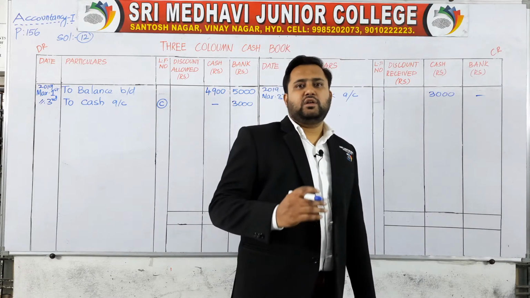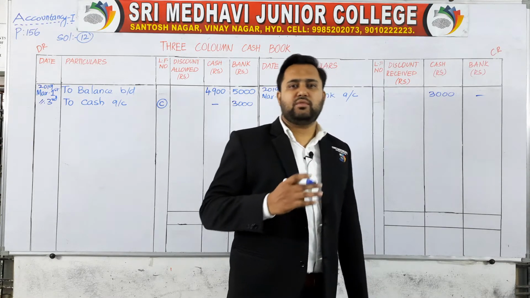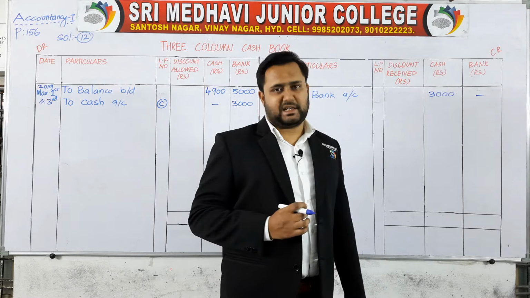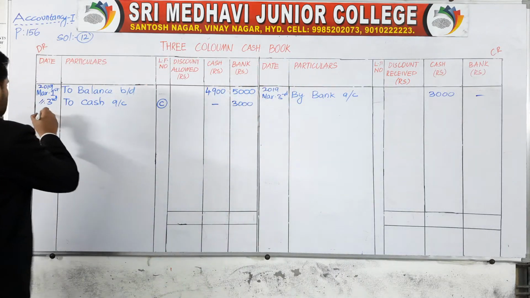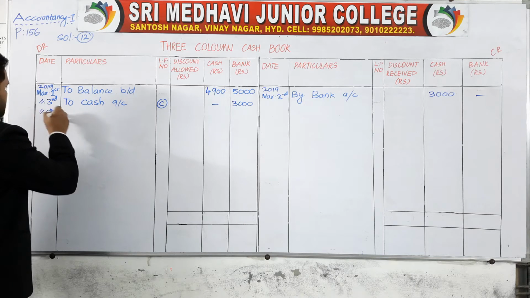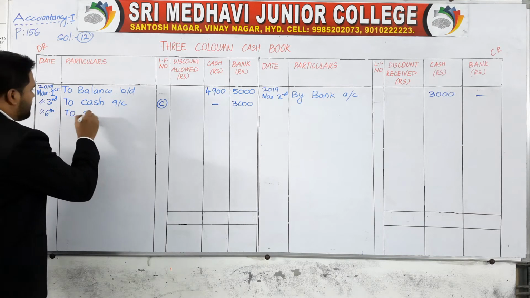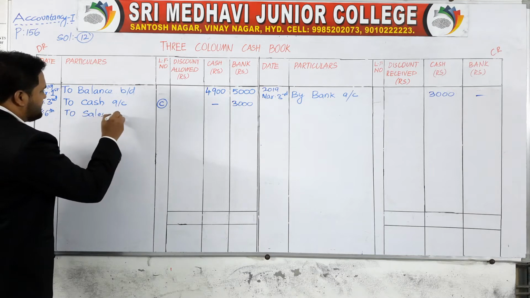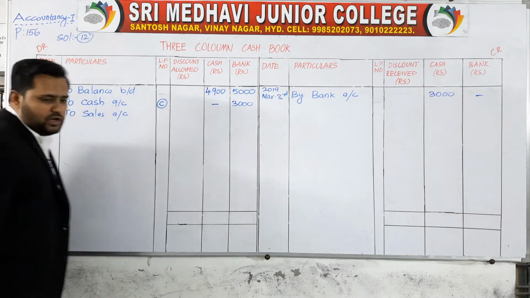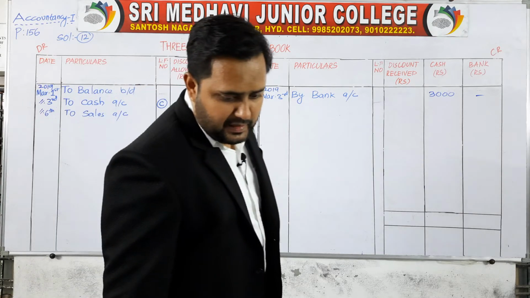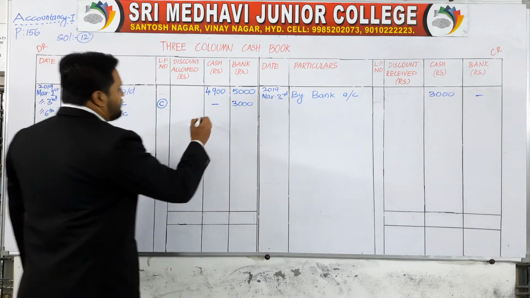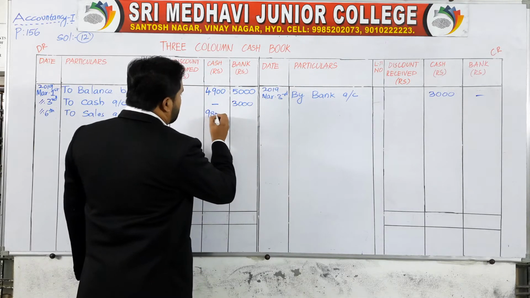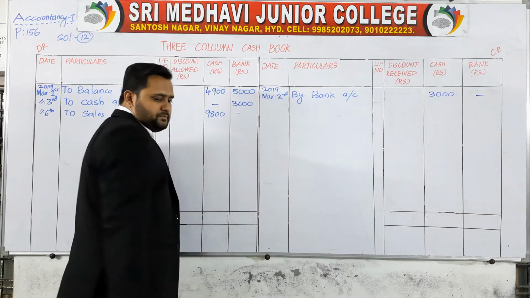Sales. If you sell something, or if you sold goods, you will get some cash. If you are receiving the cash, write it on the debit side. So date 6th, to sales account. How much? 9,800 is given. 9,800. Next.